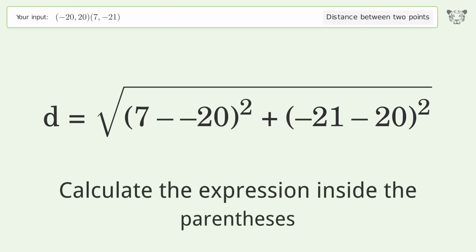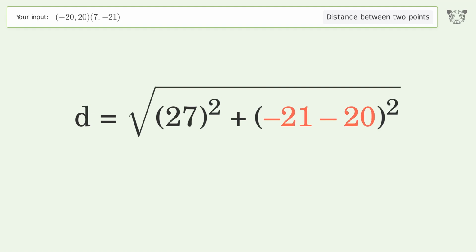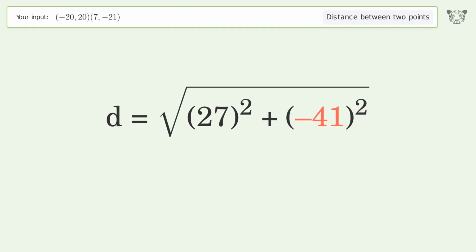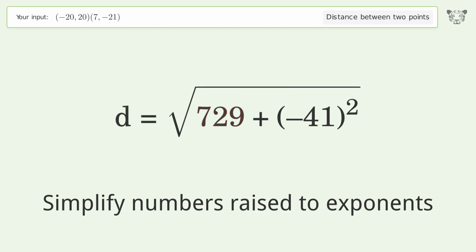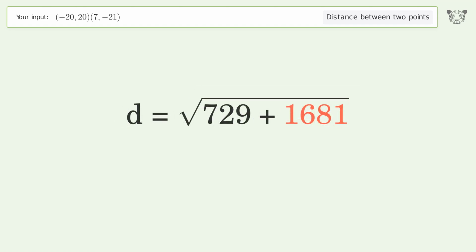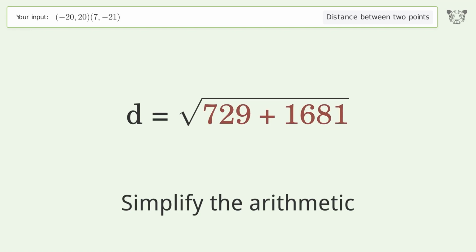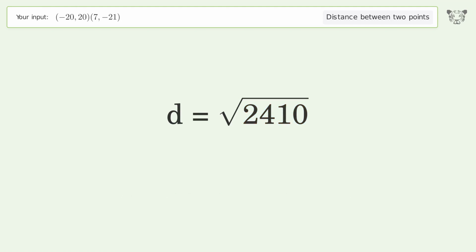Calculate the expression inside the parentheses. Simplify numbers raised to exponents. Simplify the arithmetic. And so the distance between the 2 points is the square root of 2,410 or 49.092.